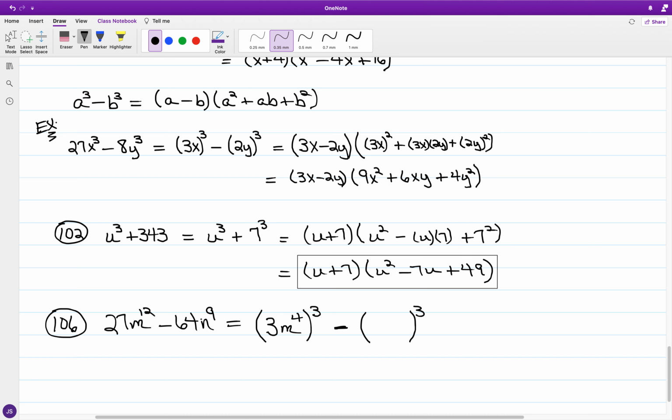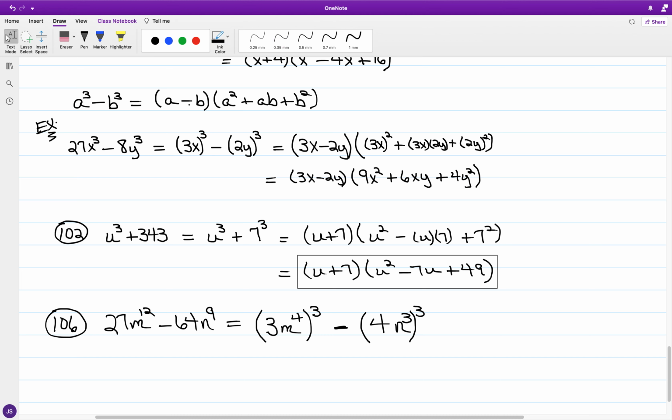Okay, now the cubic root of 64 is 4. That of n to the 9th is going to become n cubed. So I've got 4 cubed is 64. N to the 3rd cubed, that's n to the 3 times 3, which would be n to the 9th. So we have a at 3m to the 4th, b at 4n cubed.